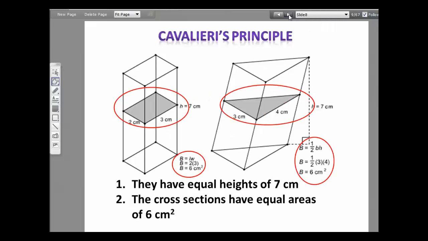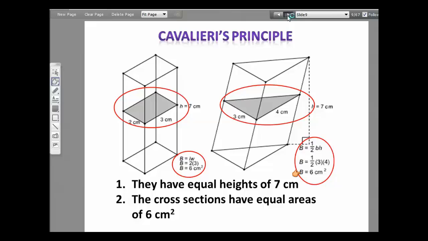Next, we're going to look at the area. I made the picture bigger. We're making sure the cross sections have equal areas. When I calculate the area of this cross section, it comes out to be 6 centimeters squared. Here's this triangular cross section, and when I calculate its area, it also equals 6 centimeters squared. So that principle that I read to you earlier with all that verbiage said they have to have equal heights and their cross sections have to have equal areas.